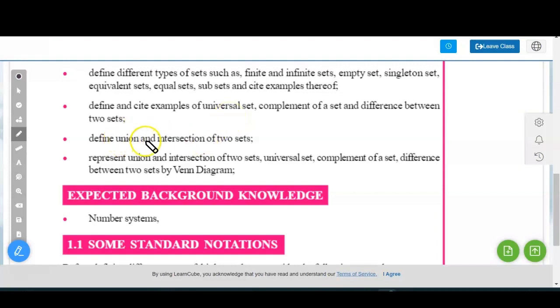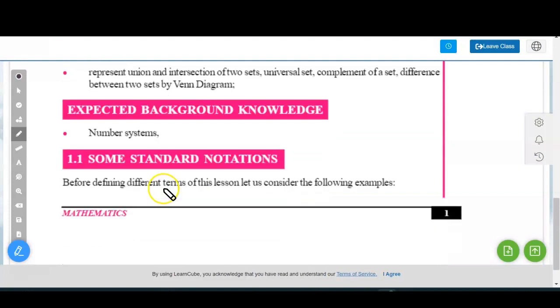Then how to do the intersection and union of two sets which are given to you. And also you have to represent the union and intersection of two sets, universal set, complement of a set, and difference between two sets using the Venn diagram. All these things will be covered in this chapter, and you have to have the basic knowledge of the number system.